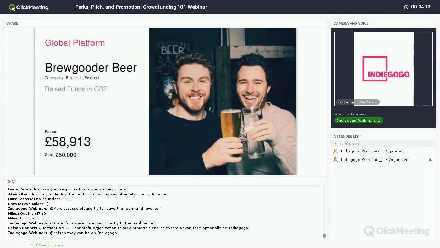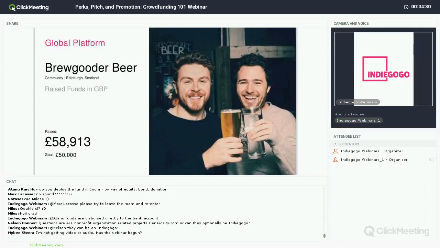Brewgooder Beer is an example of a campaign run out of Scotland, and they raised their funds in pounds because they were based right out of Scotland. They were raising funds for a beer company that was giving back. All of the profits they made went towards water causes and helping with the global water crisis, which is really cool.